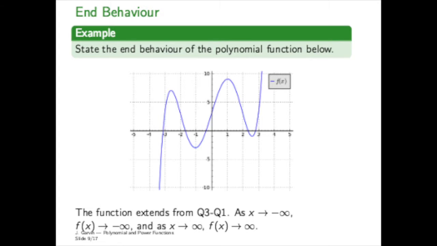Example 4. State the end behavior of the polynomial function below. As we can see, the function extends from quadrant 3 to quadrant 1. As x goes to negative infinity, f(x) becomes negative. As x goes to positive infinity, f(x) becomes positive as well.